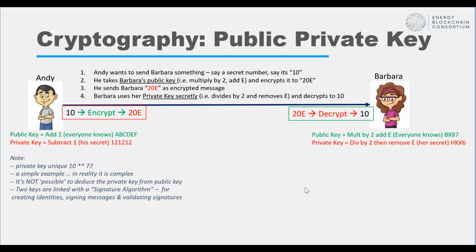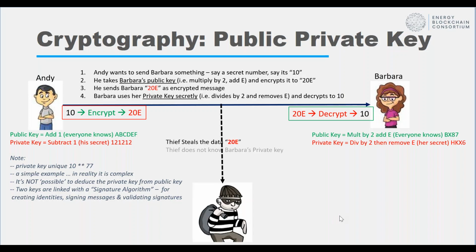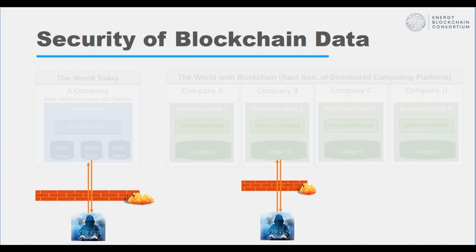All right, now what do we do? Barbara gets that 20E, and she already has her private key, so she decrypts it, and it becomes 10. So our Andy, who sent the number 10 to Barbara, on the wire it looked like 20E, but in reality, when Barbara decrypted it, it became 10. So we are all happy, life is good. Now comes a thief. This guy steals that number 20E. The thief does not know Barbara's private key. He has no clue. He can't decrypt 20E to 10. So now in his hand he has a number 20E that is completely useless to him.